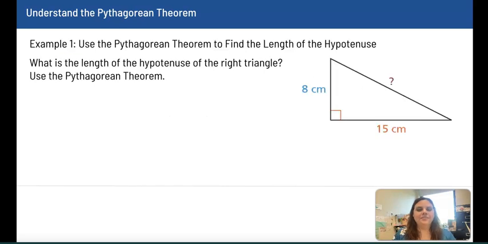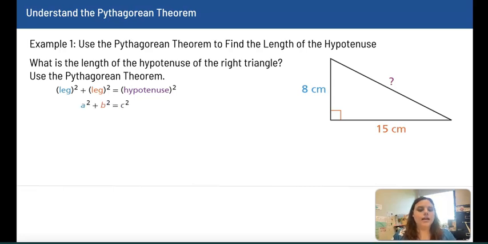Let's take a look. In our first example, we're asked to use the Pythagorean theorem to find the length of the hypotenuse. So you can see here our right angle. Our hypotenuse is across from that right angle, and our legs are 8 and 15. The question is, what is the length of the hypotenuse? We will use the Pythagorean theorem. Again, the Pythagorean theorem is saying if I take the length of a leg and square it, and the length of the other leg and square it, and add them together, they will equal the length of the hypotenuse squared.